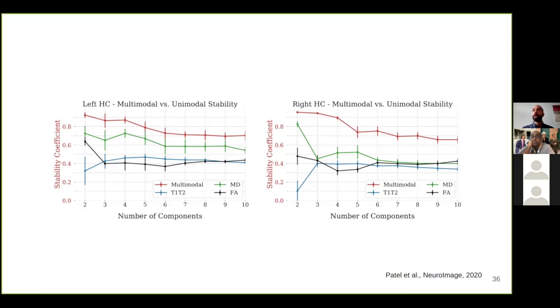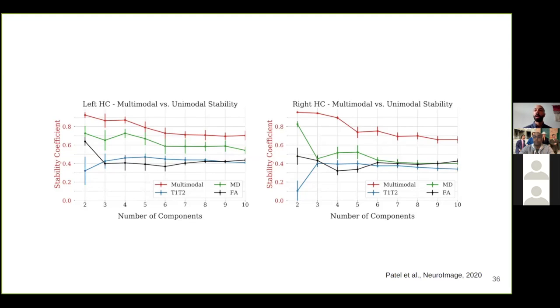But then in green, blue, and black, I'm showing spatial stability of output clusters at different granularities when using only T1 over T2, only MD, or only FA. So as you can see, using the multiple metrics together and benefiting from their covariance patterns allows you to draw finer scale components at a more consistent basis.